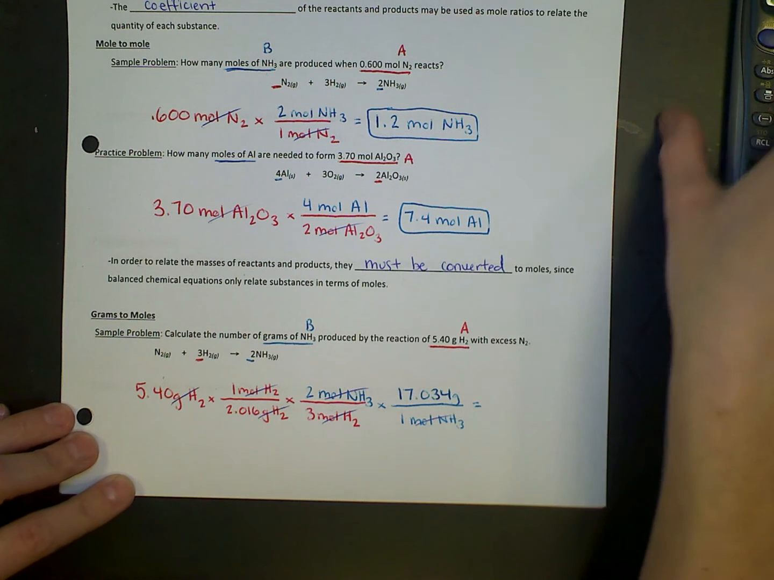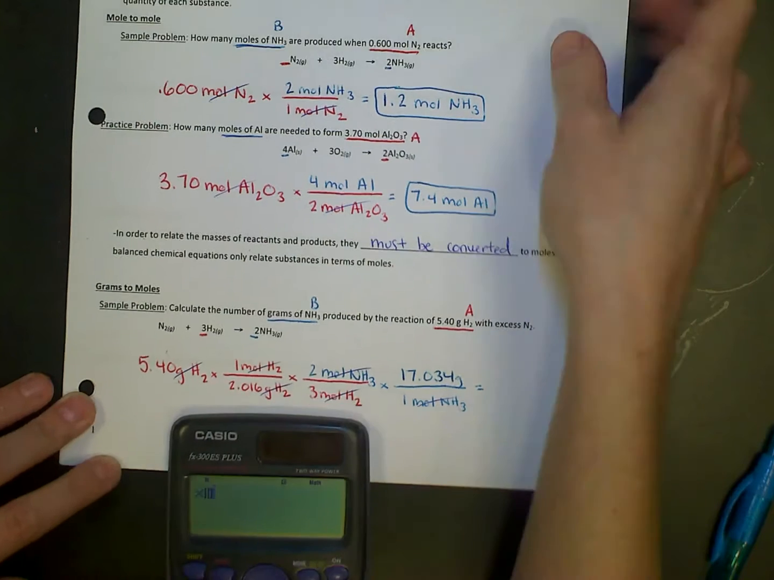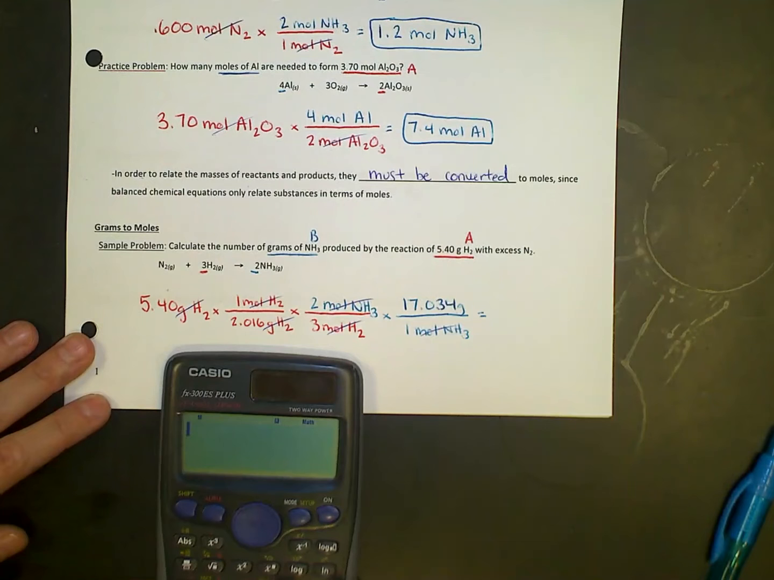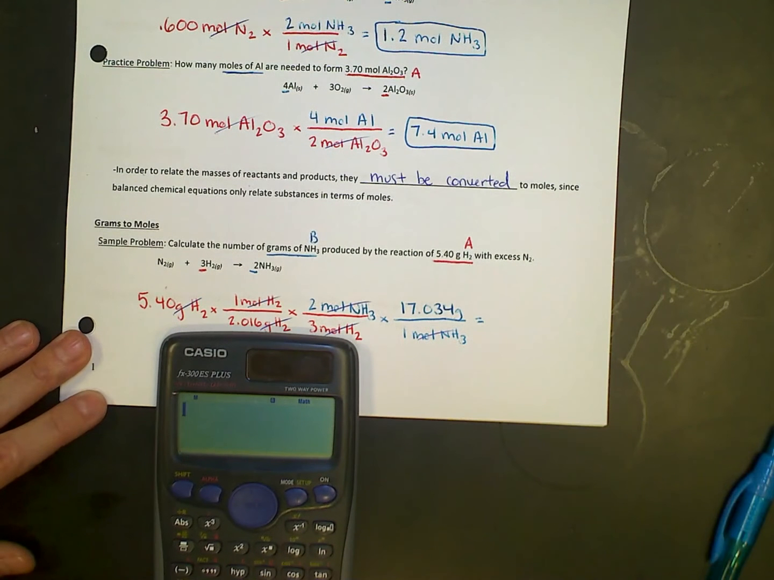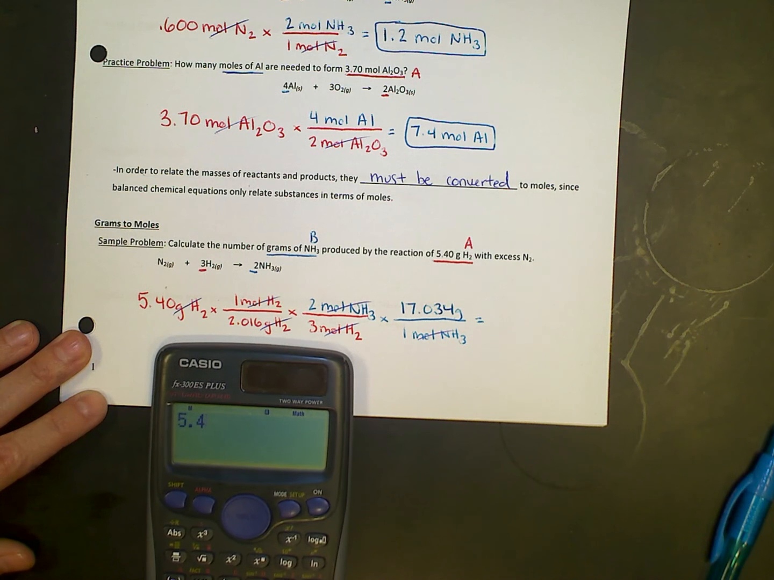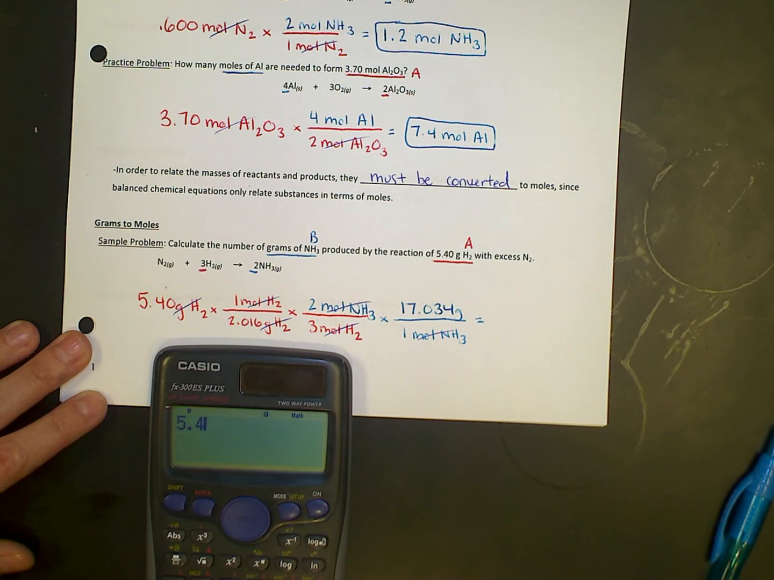So this is how we're going to do this in our calculator. This is kind of similar. I don't know if you guys remember doing dimensional analysis way back when at the start of the year, but we're going to put our starting number in our calculator, so 5.4. And our first thing to do is divide by 2.016. So divide by 2.016, hit enter in your calculator.